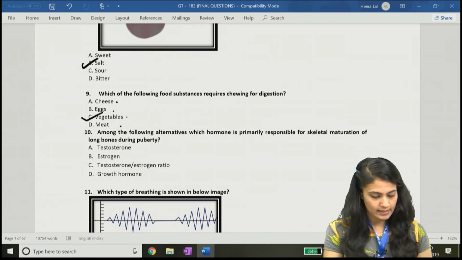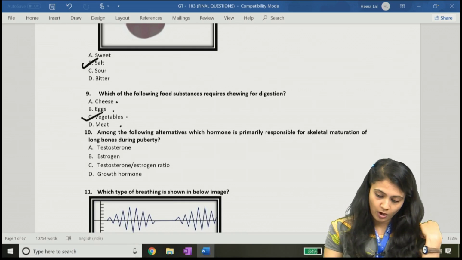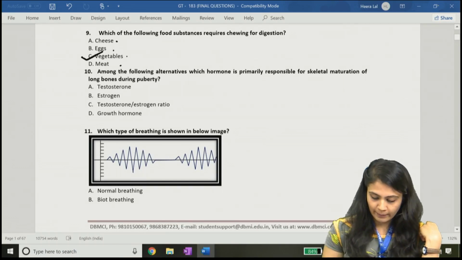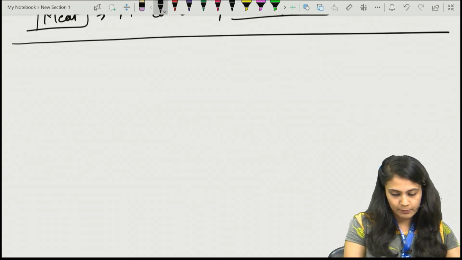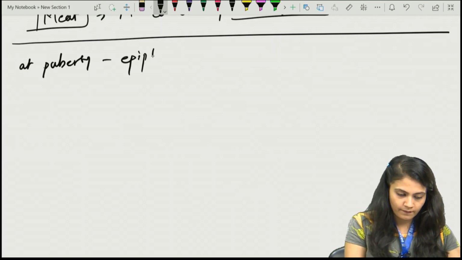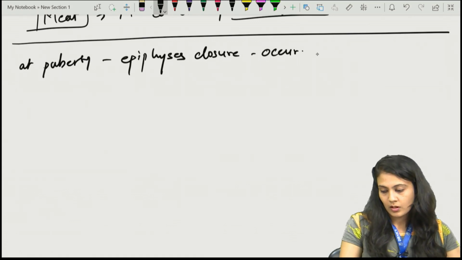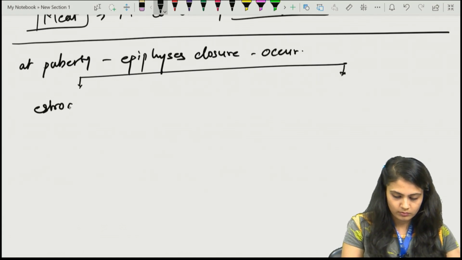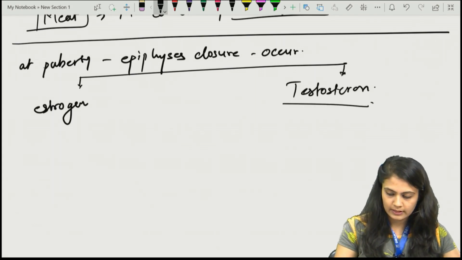Moving to the next question, they ask: amongst the following alternatives, which hormone is primarily responsible for skeletal maturation of long bones during puberty? In males and females we have sex steroids which are activated at puberty. At puberty, epiphyseal closure will occur, and it is mainly because of two hormones, estrogen and testosterone. These are the sex steroids.